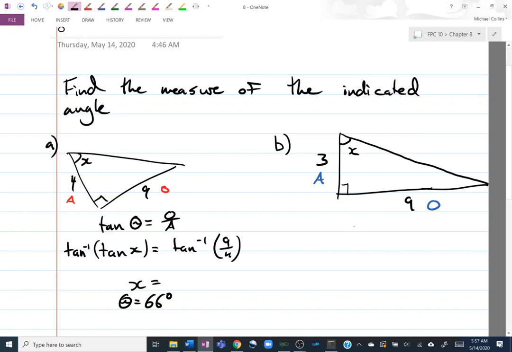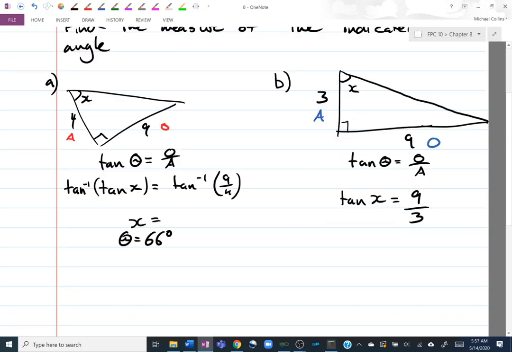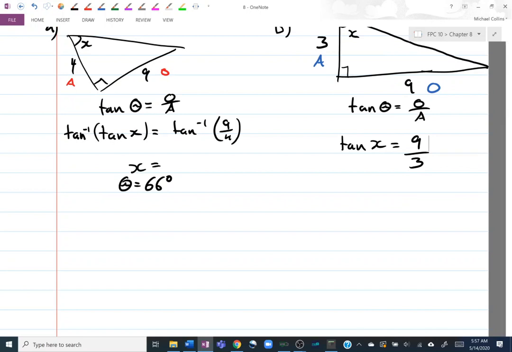I only know the tangent ratio, so I'm going to use tan of theta is equal to opposite over adjacent. In this case, our theta is an X. My opposite is 9. My adjacent is 3. I want to isolate X, so I'm going to take the inverse tan of both sides. And that's equal to the inverse tan. What I do to one side, I must do to the other side, of 9 over 3.